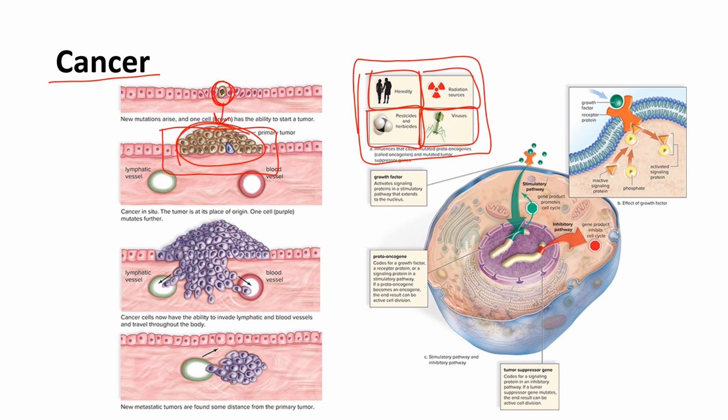And the two most common genes that can be mutated that will lead to cancer are proto-oncogenes. And proto-oncogenes are genes that promote mitosis. They promote the cell to divide. And the other type of genes are tumor suppressor genes, and that stops cell division. So if a tumor suppressor gene is mutated, then it can no longer stop cell division, and that also leads to uncontrolled cell growth.